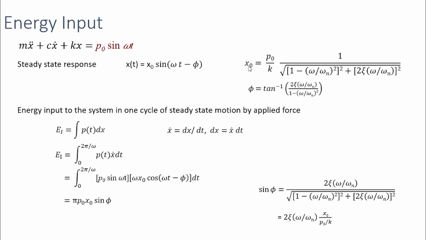We know that x naught divided by p naught by k is this expression. So we can substitute that and we would get sine phi is equal to 2 zeta omega by omega n x naught by p naught by k. So this we can substitute in the expression for energy, and you will get the expression for energy as 2 pi zeta omega by omega n k x naught square.